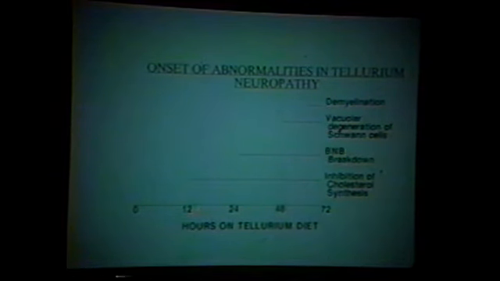And this just shows the scheme of what is thought to happen. These are hours on the diet. Initially one gets an inhibition of cholesterol synthesis in Schwann cells. There's an associated breakdown of the blood-nerve barrier. About 48 hours we get vacuolar degeneration of the Schwann cells, and then this progresses to demyelination. And if you look at the next slide, you see some of these lesions.